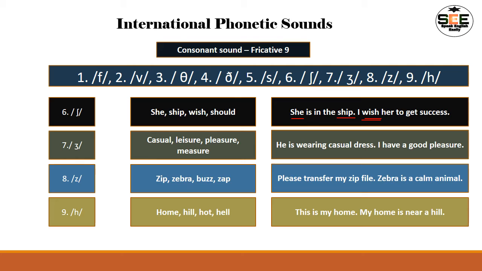If you listen very carefully with focus, you will definitely find that it is producing "casual", with the zh sound. Leisure, leisure, with the "zho" sound. Pleasure, because the r will remain silent, it will produce the o sound, and the s will produce the zh sound. Measure. So I hope you understood it.